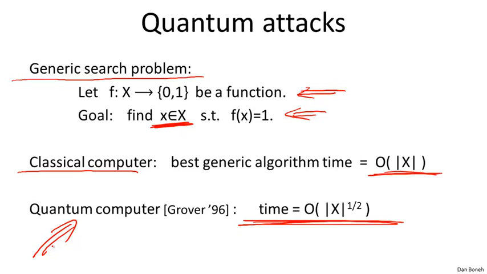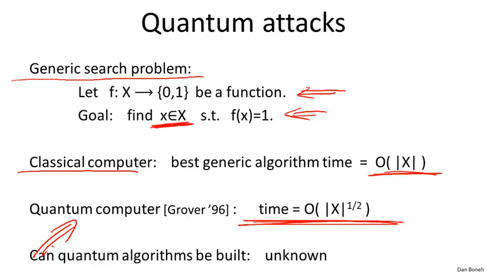Alright, so what does this have to do with breaking block ciphers? So far it's just a generic search problem. Actually, before I show you the application, I should mention that you might be wondering, can someone build a quantum computer? And this is still completely unknown. At this point, nobody really knows if we can build large enough quantum computers to actually take advantage of this beautiful algorithm due to Grover.